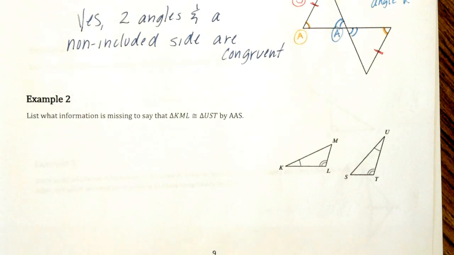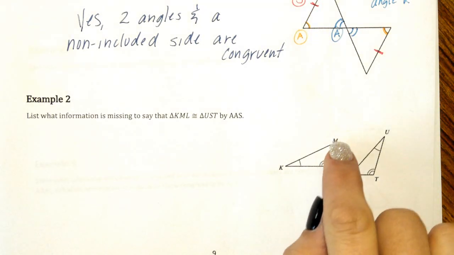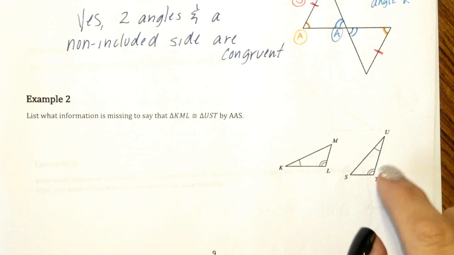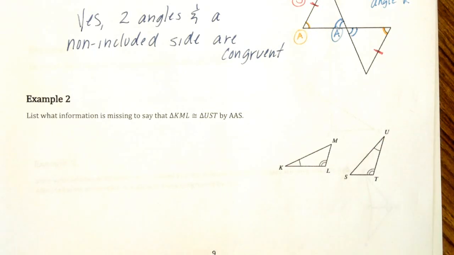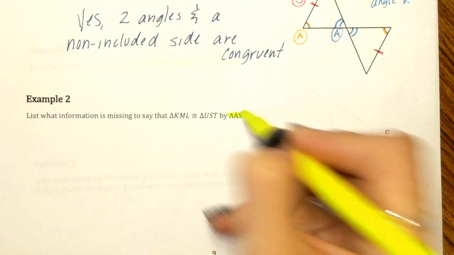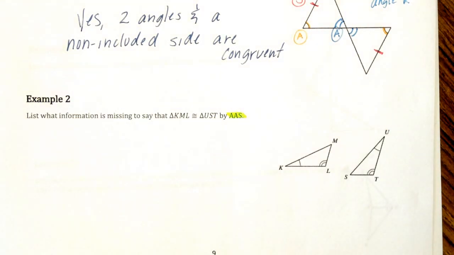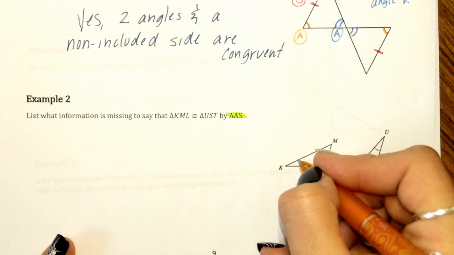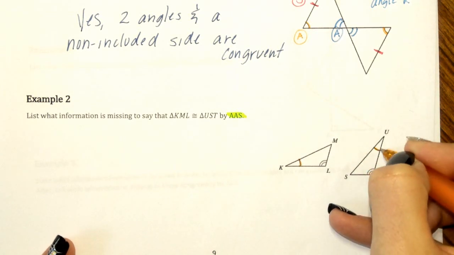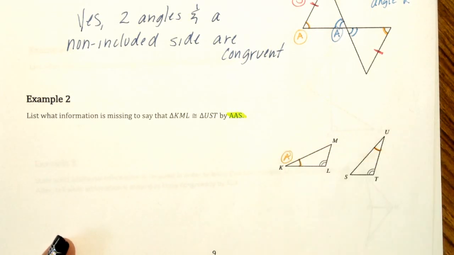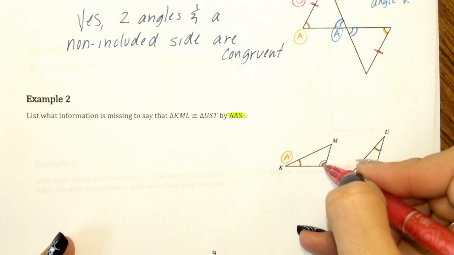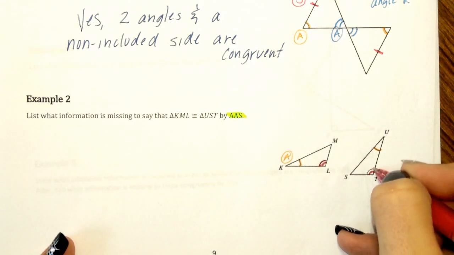We're looking at what bit of information is missing to tell us that these two triangles, triangle KML and triangle UST, are congruent by AAS. So we need to make sure that the side is not between the two angles. Here I'm seeing that angle K and angle U are congruent, and they've also told us that angle L is congruent to angle T.